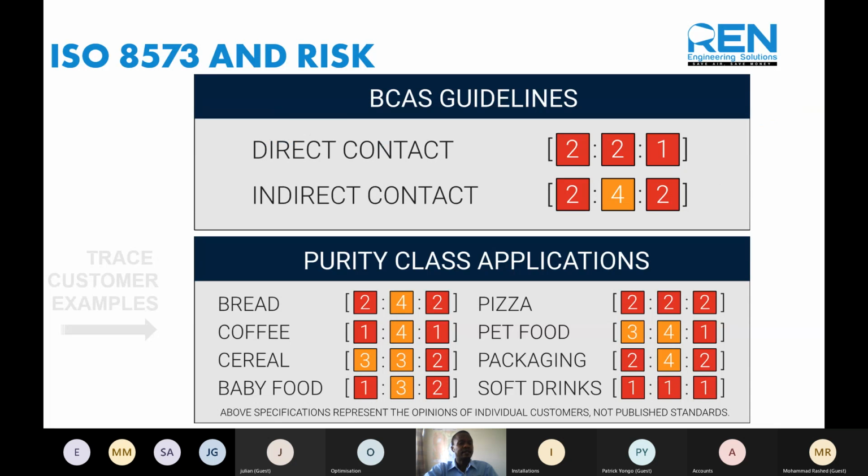So what are some of the guidelines out there? The British Compressed Air Association gives guidelines such as 2-2-1 for direct contact and 2-4-2 for indirect contact. However, as I said, many companies have their own internal standards that are a lot more stringent than this, based on their own risk assessments of what the contamination from compressed air could do to their products.